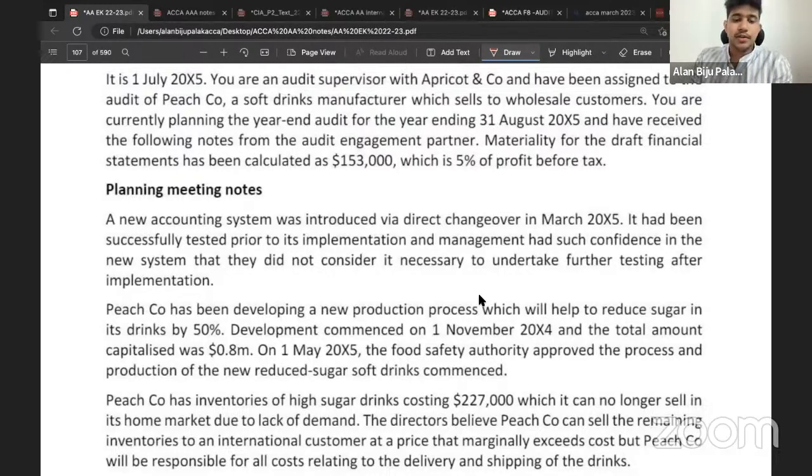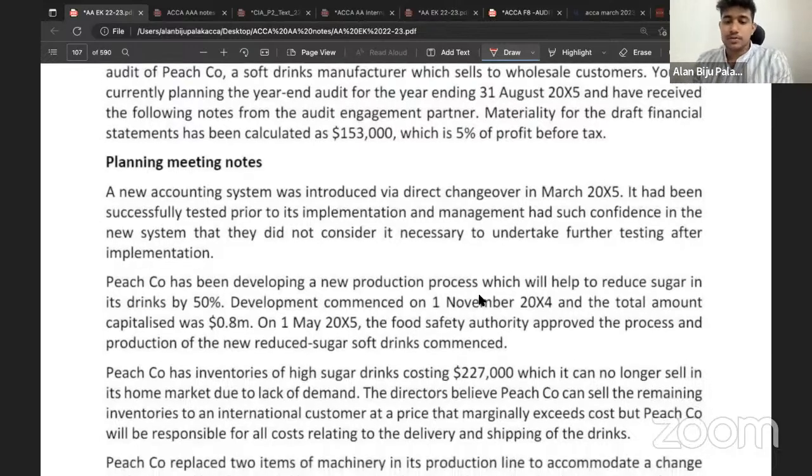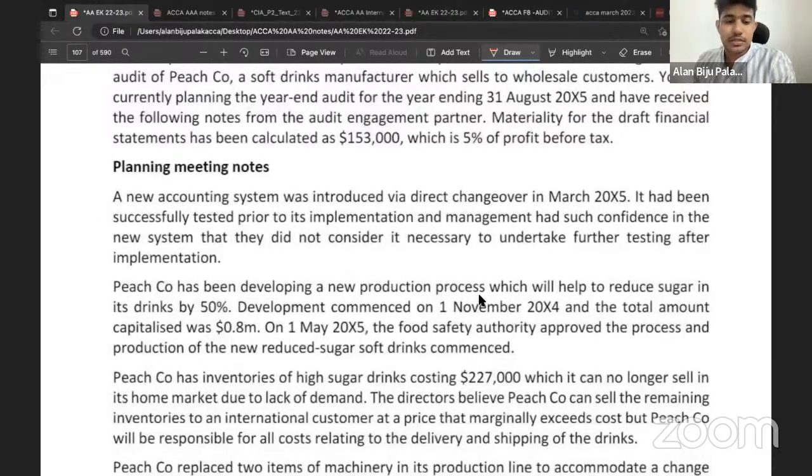Pete's Company has inventories of high sugar drink costing 2,27,000, which it can no longer sell in its home market due to lack of demand. Directors believe Pete's Company can sell the remaining inventory to an international customer at a price that marginally exceeds cost, but Pete's Company will be responsible for all costs relating to delivery and shipping of the drinks. Okay.